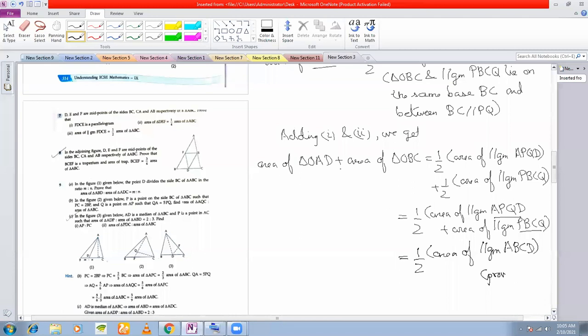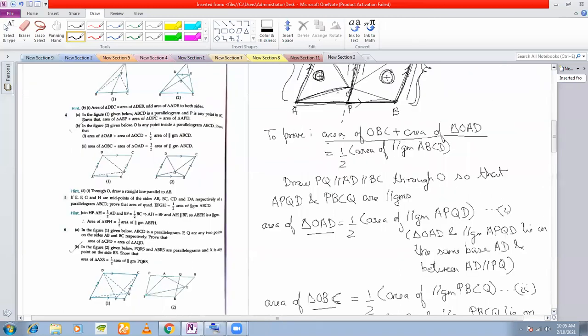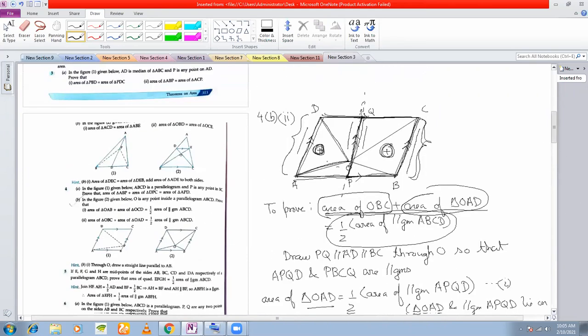So if you see, area of OAD plus OBC is equal to half area of parallelogram ABCD. And that is what we had to prove. Area of OBC plus area of OAD is equal to half area of parallelogram ABCD. That is what we had to prove. So exactly similarly as we had done in part 1. In part 1, we had drawn a straight line through O, but parallel to AB and DC. Out here, we are drawing a straight line parallel to BC and AD through O. Okay, because two different triangles were concerned here. So that is what you need to observe in these kinds of problems.